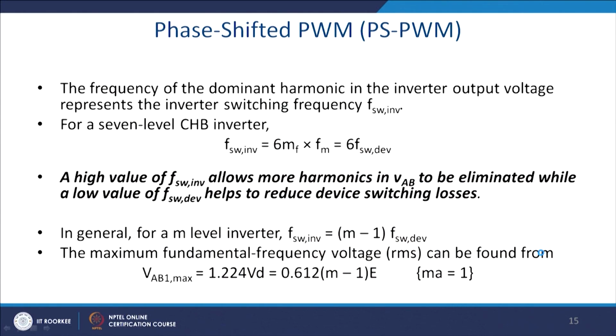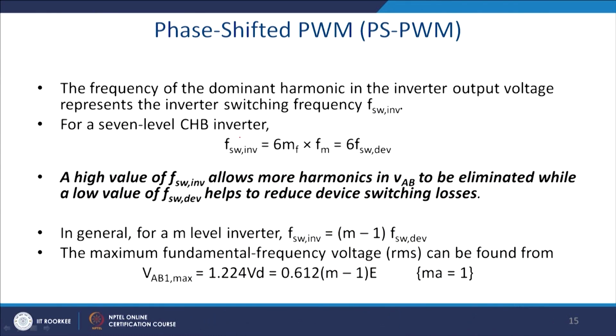So, what is the advantage of the phase shifted PWM? The frequency of the dominating harmonic in the inverter output voltage represents the inverter switching frequency. So, this is one of the constraints, and the inverter switching frequency is required to be quite high.